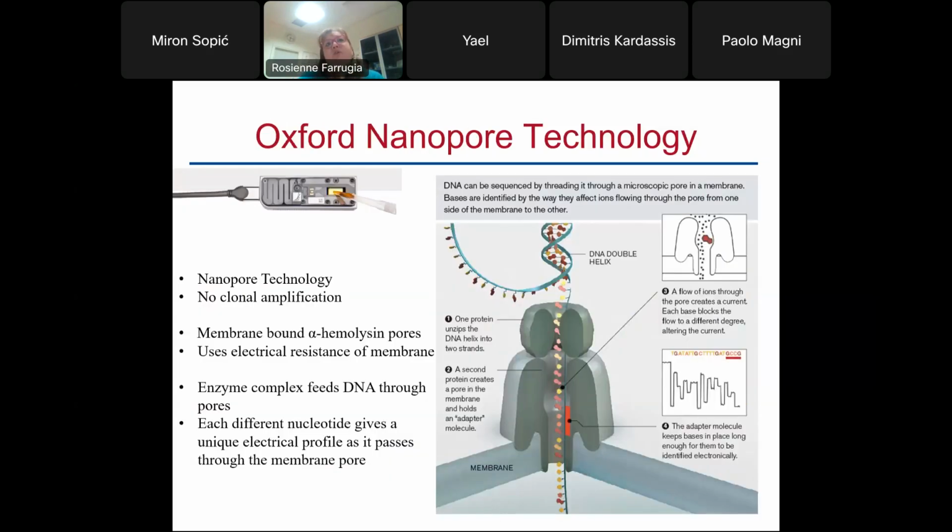So Oxford Nanopore technology, as the name says, uses a nanopore-based technology. Both third-generation sequencing methods do not have an amplification step.